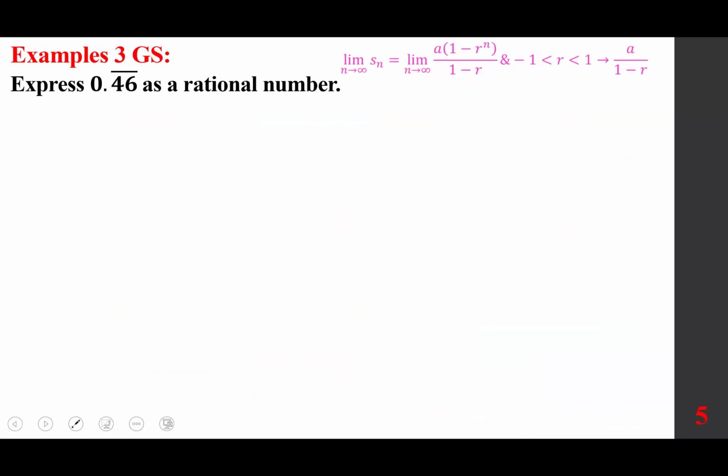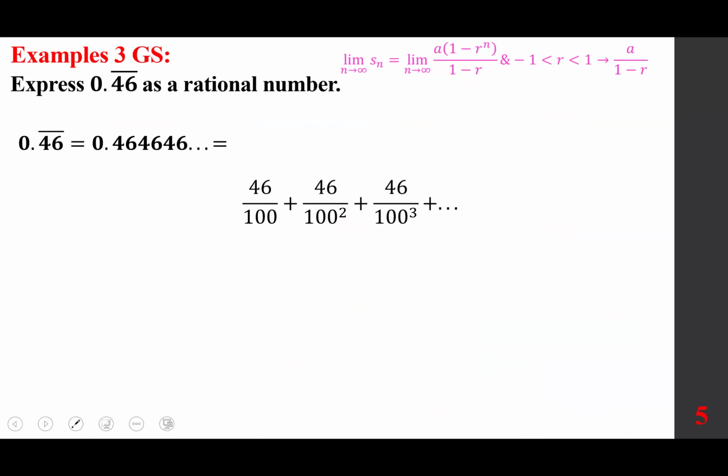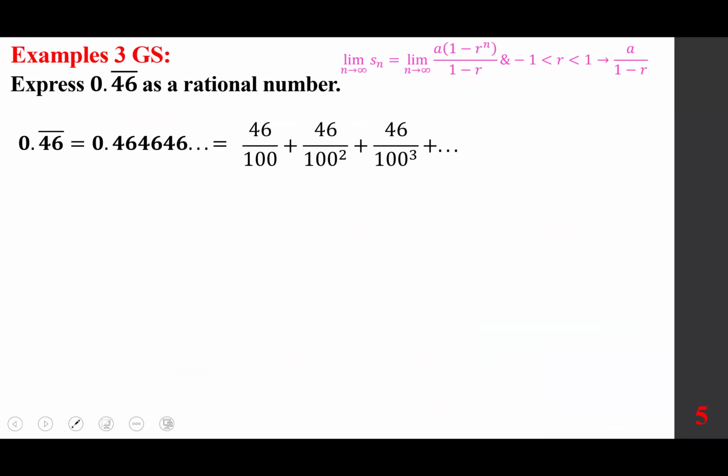Express 0.46 bar as a rational number, in fractional format. We know it's a repeating decimal, 0.4646, and it continues indefinitely. So we are going to write it in two different formats. In fractional form, this one is 46 over 100. The second piece is 46 over 10,000, or 100 squared, and so forth. As a decimal, this is 0.46, this is 0.0046, and so forth.